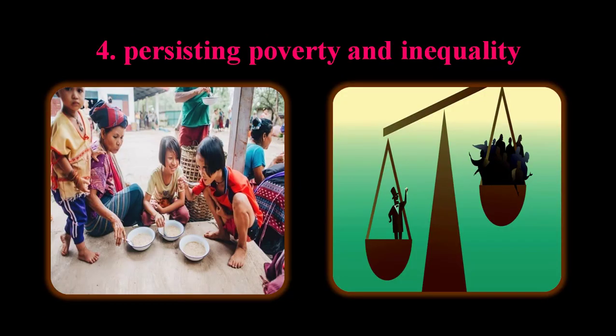Persisting poverty and inequality. The plans have also not succeeded in reducing poverty and inequalities. Although the population living below the poverty line has come down from about 45% in the 1970s to about 22% now, the total number of poor in the country is one of the largest in the world. Inequalities have also not come down.